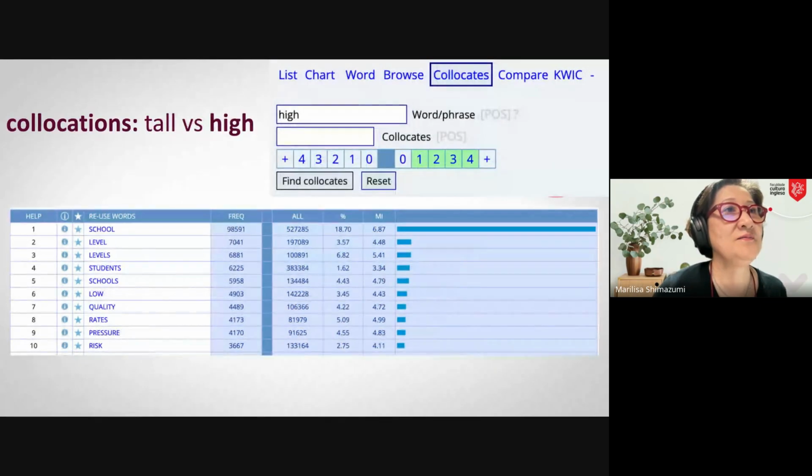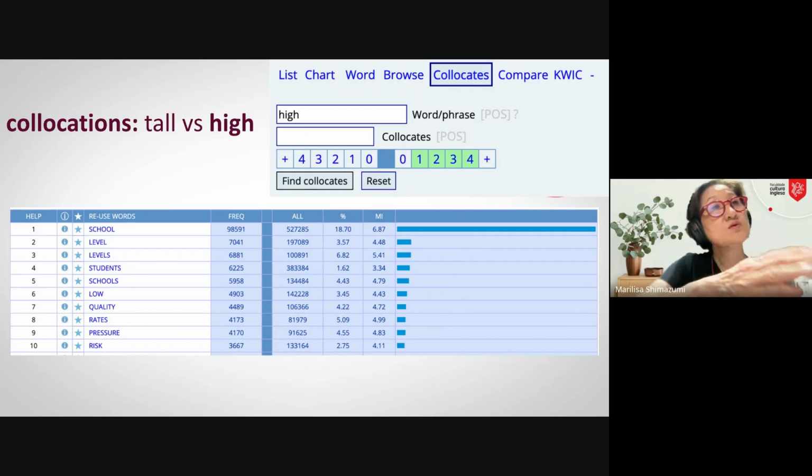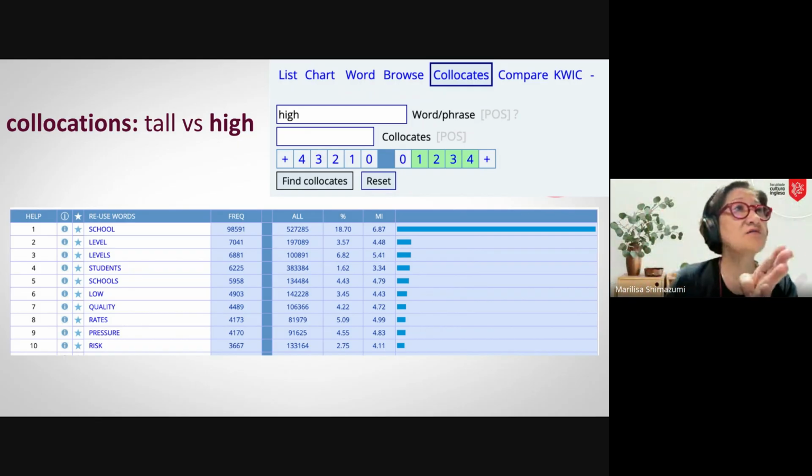Let me share now. When we look for collocates for high, have a look. Can you see the screen here? And the blue square is the node, the central. So I want to know up to four words to the right of high. What comes with high? So we have high school, high levels, high level, high school students most probably, high schools, high and low, high quality, high rates, high pressure, high risk.